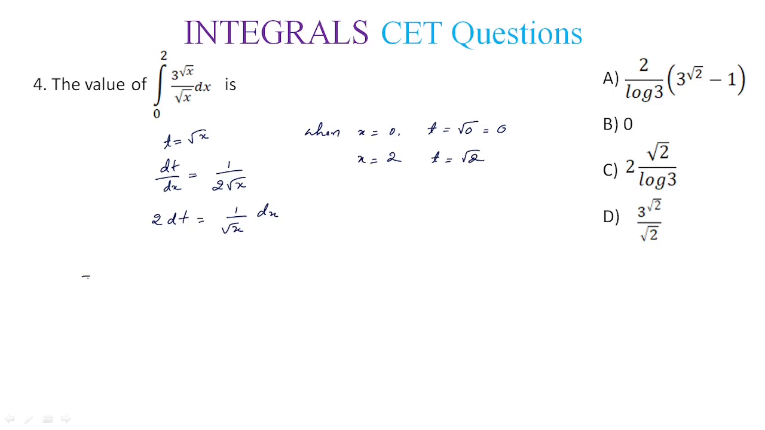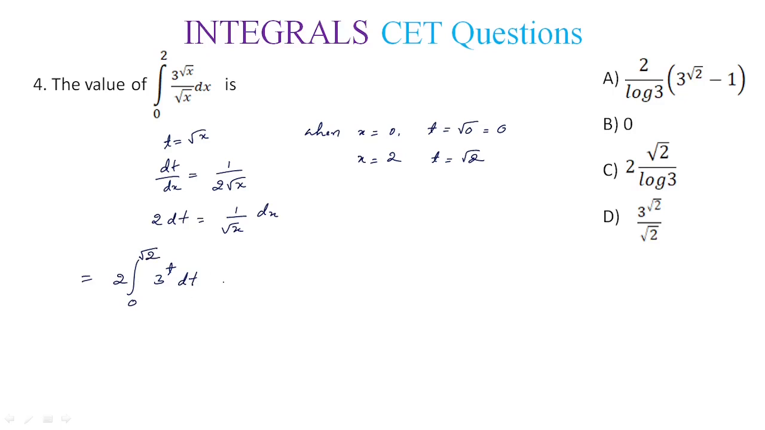This is integration of 3 raised to t. 1 by root x into dx is 2 dt. 2 is a constant multiple, I write it outside, and dt. Lower limit is 0, now also it is 0. Upper limit 2, according to this substitution, now it is root 2. We can integrate easily now.